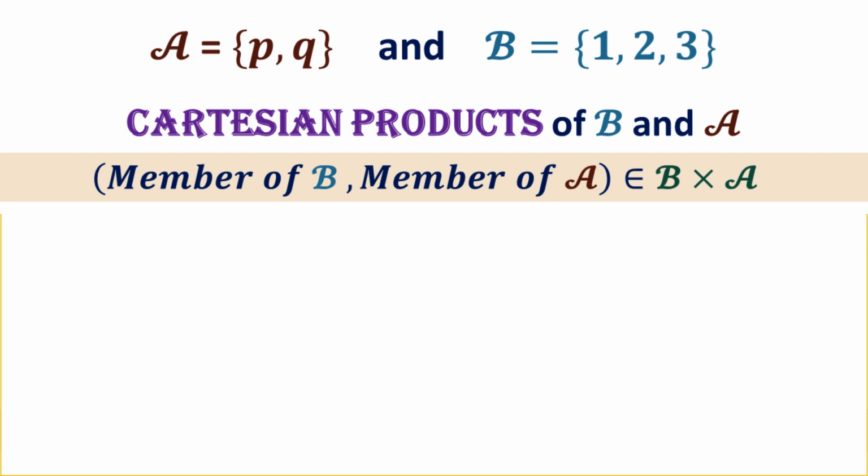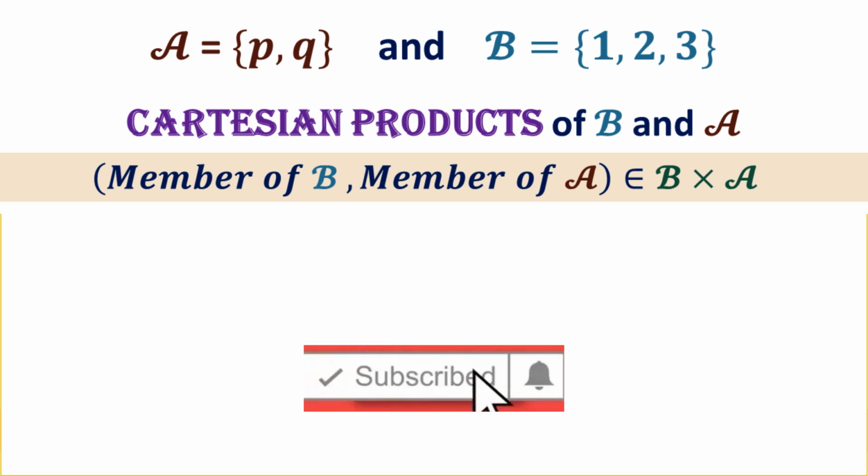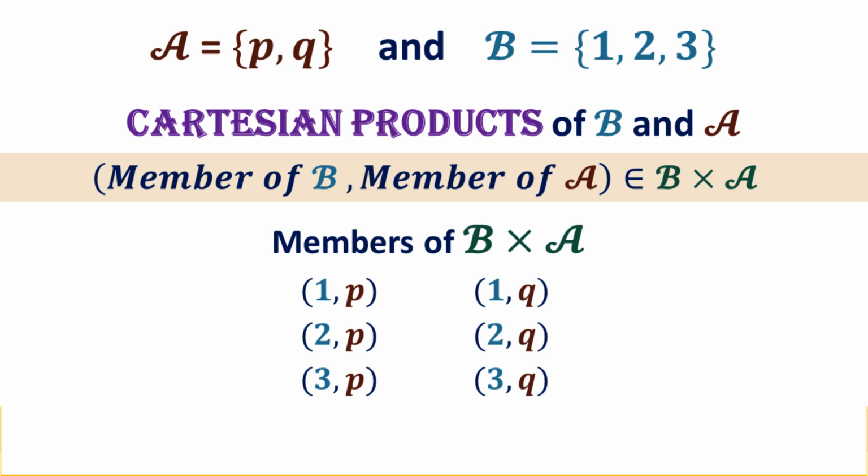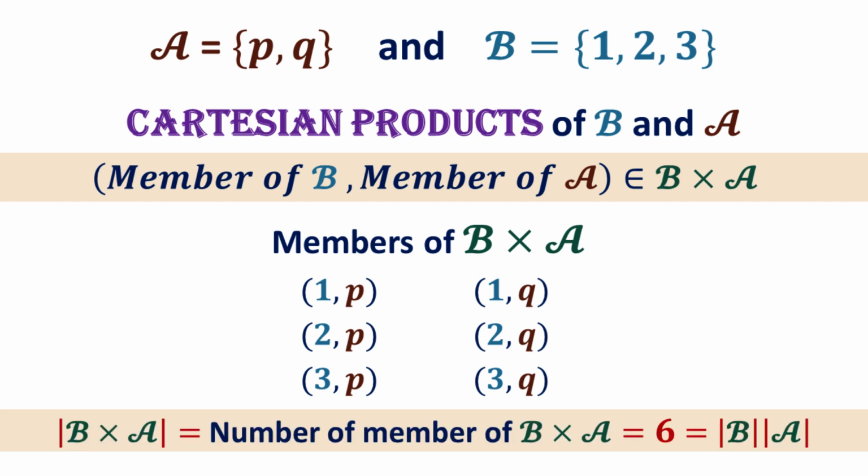The Cartesian product of the two sets B and A is denoted by B cross A. And each member of B cross A is a two-tuple. The first component of the two-tuple is any member of B, and the second member of the two-tuple is any member of A. Therefore the members of B cross A are listed. The members of B cross A are different from the members of A cross B. And the number of members of B cross A is 6.